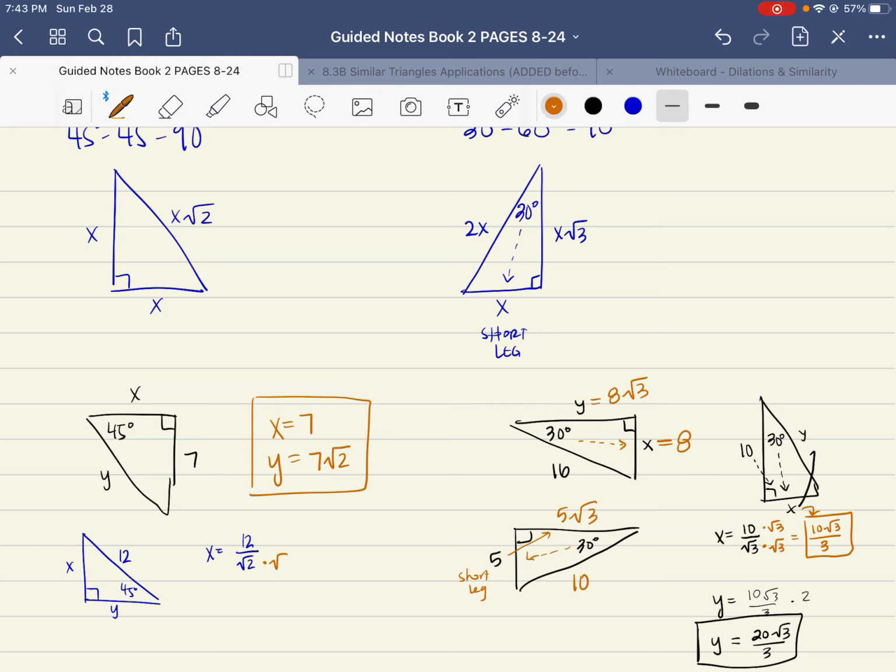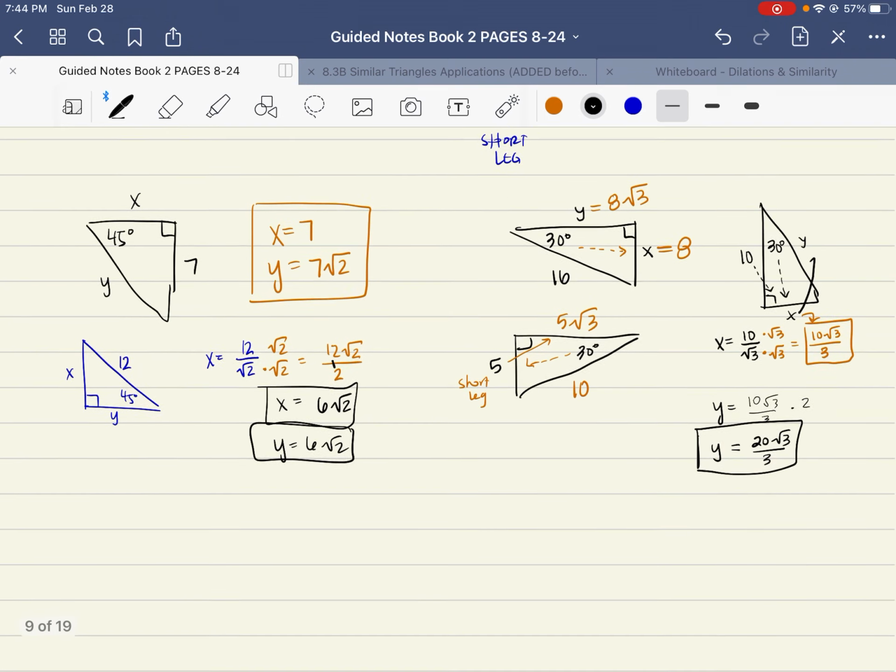Again, we don't like radicals left in our denominator, so we multiply that by square root of 2. We get 12 square root of 2 over square root of 2 times square root of 2, which is the square root of 4, which is 2. And then if I simplify that 12 and that 2, I end up with 6 square root of 2 as my x value. And then I know that the y value is the same thing, so 6 square root of 2.